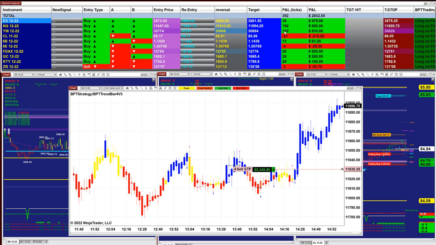On the YM, 102 ticks into the profit based on the last entry signal. Every single trader, every single member has the same identical numbers. The only thing is you can connect which type of auto trade you want to take the signal. You can use your own ATM.